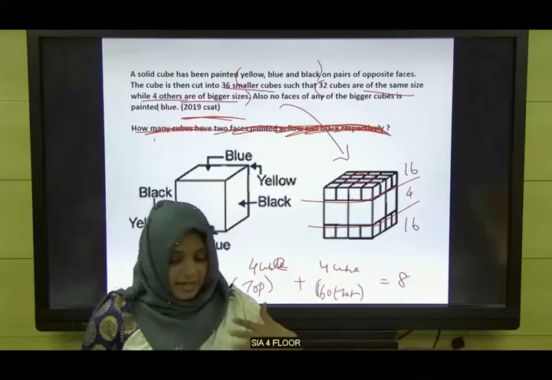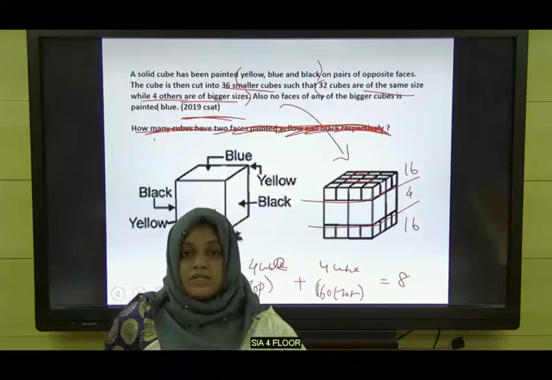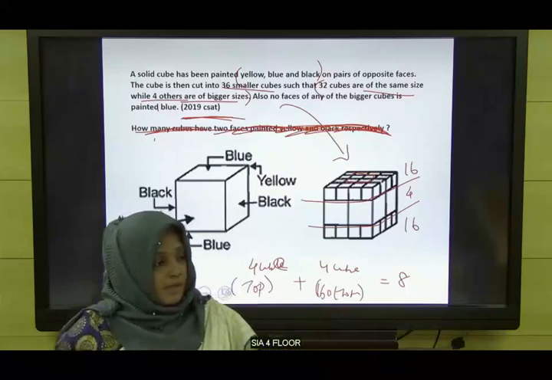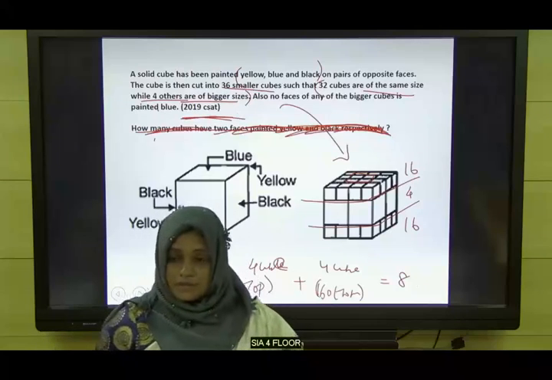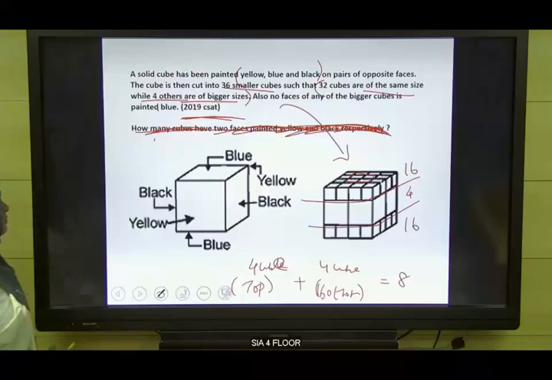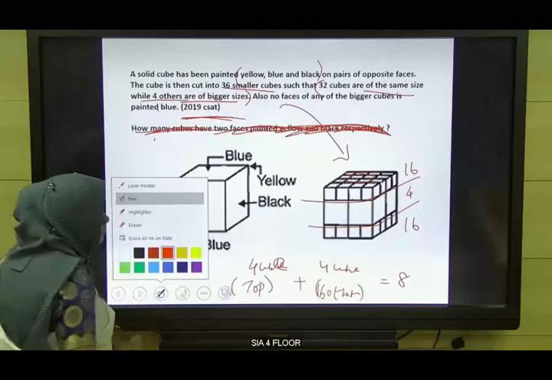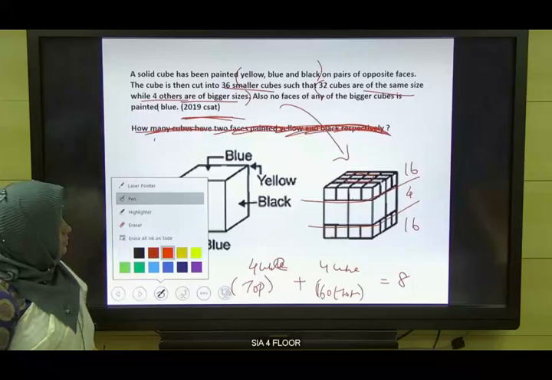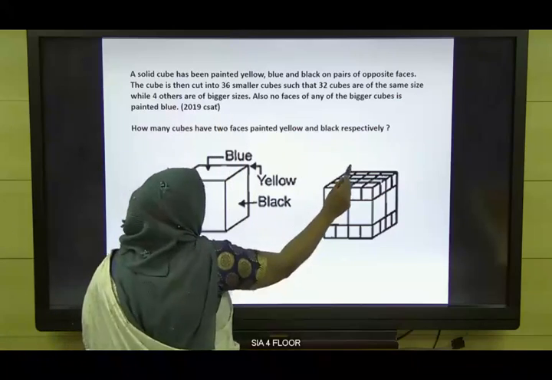In the middle layer, none has one face painted. In the middle layer, all of them are two face painted. You can see two sides are visible. However many sides are visible, that many sides can be painted. So it's about visibility. Now how to bring this figure out of this information?